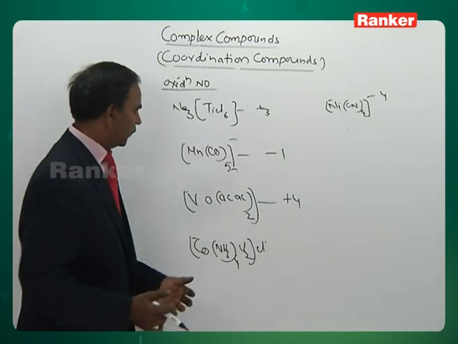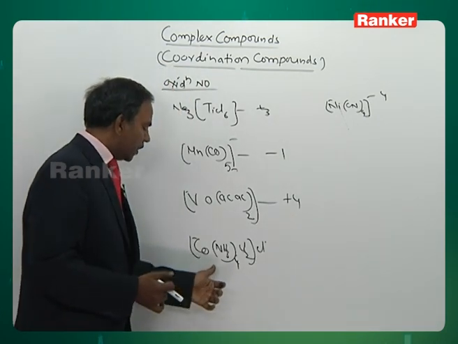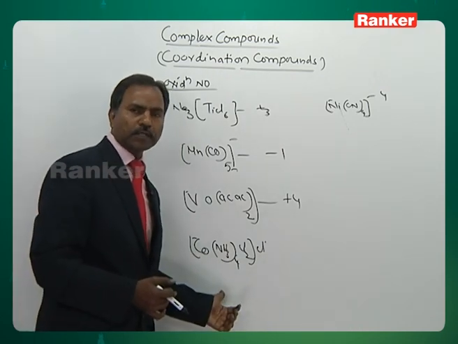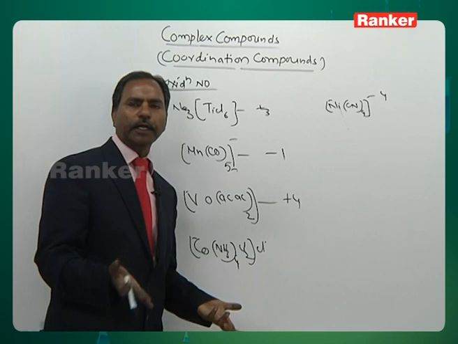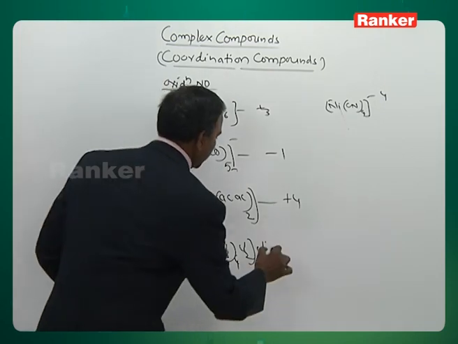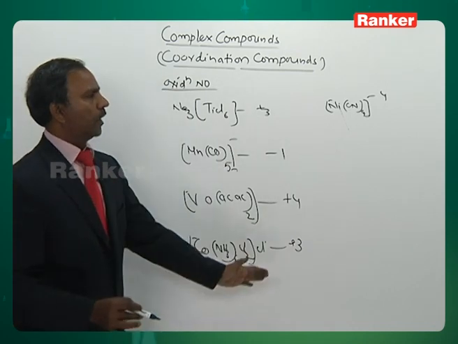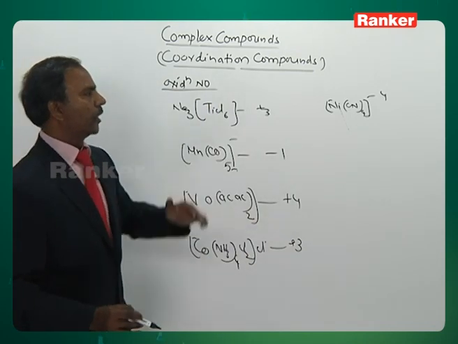Easy way to calculate. Next here, Co(NH3)4Cl2 Cl. Look at this particular complex, 3 chloride ions are there, 3 negative charges. Cobalt will simply become plus 3. Like this, you can easily calculate the oxidation number without putting any formula.